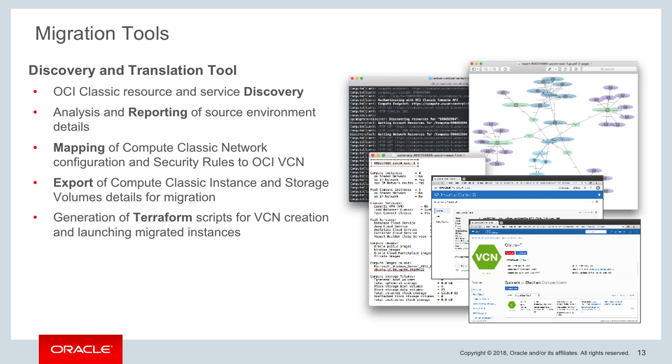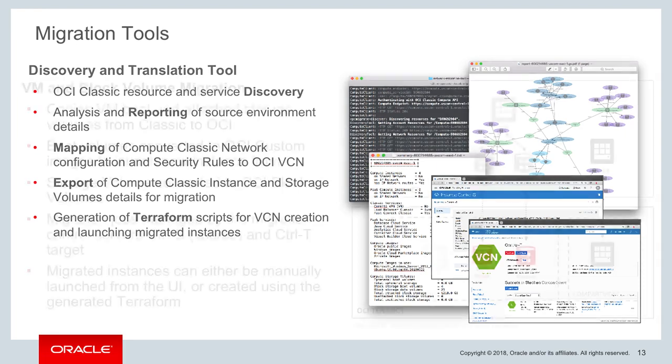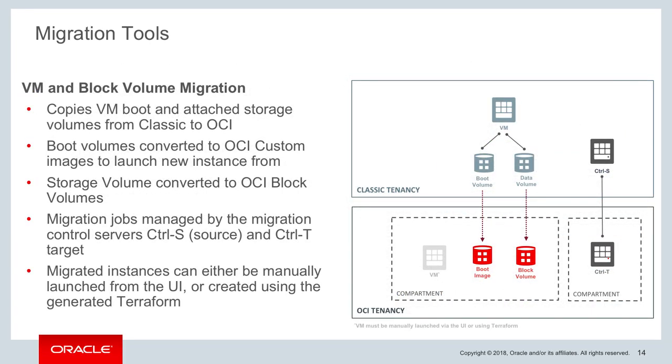And finally, the discovery tool also lets you generate a Terraform script for VCN creation and launching of migrated instances. We then have the VM and block volume migration tool, which basically copies VM boot and attached storage volumes from Classic to OCI.